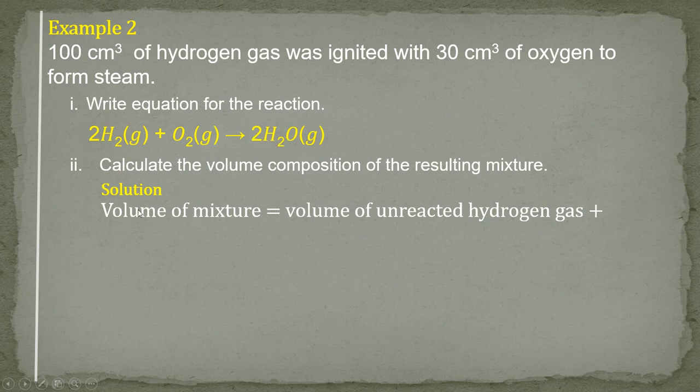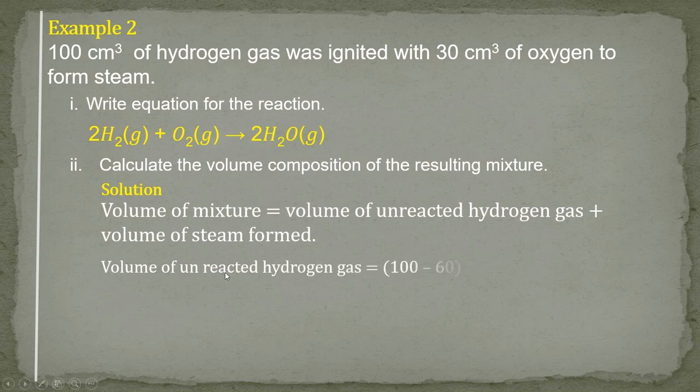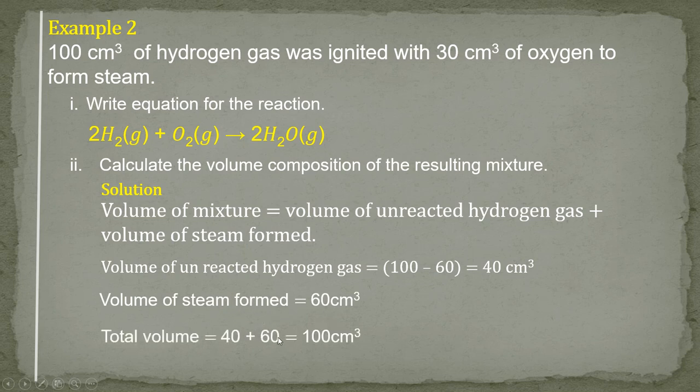That is why in our calculation the volume of the mixture is going to be the volume of the unreacted hydrogen gas plus the volume of steam formed. What is the volume of the unreacted hydrogen gas? You see, very simple, it will be 100 minus 60 giving us 40. What will be the volume of the steam formed? 60. Therefore total volume 40 plus 60 giving us 100. You see how simple it is, but it is based on your correct equation. That is how simple it is.